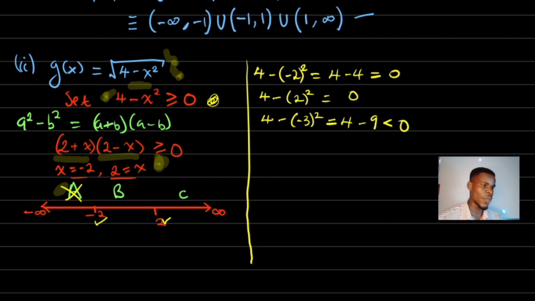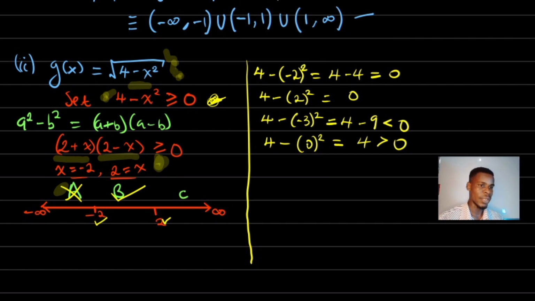We go to interval b, which is from minus 2 to 2. Maybe let's pick 0. So we put 0 into the inequality, that will be 4 minus 0 squared, but 0 squared is 0, which gives us 4, which is greater than 0. And that satisfies the inequality. So yeah, b satisfies.